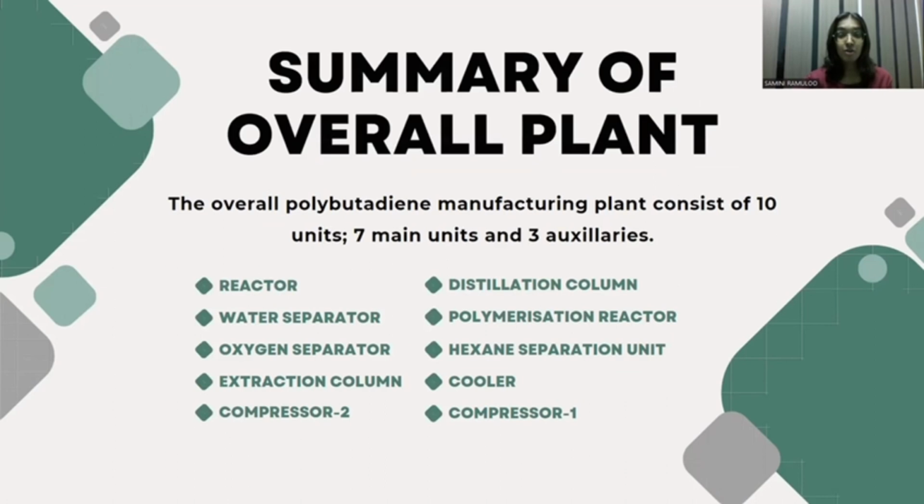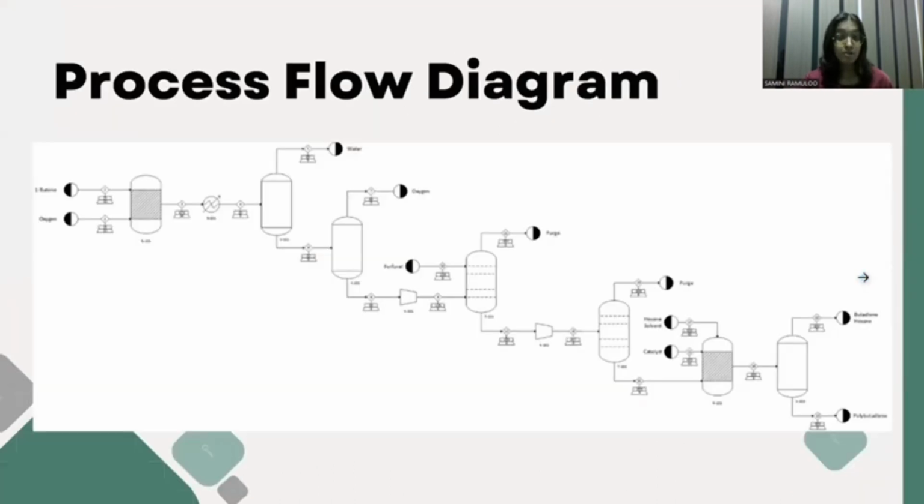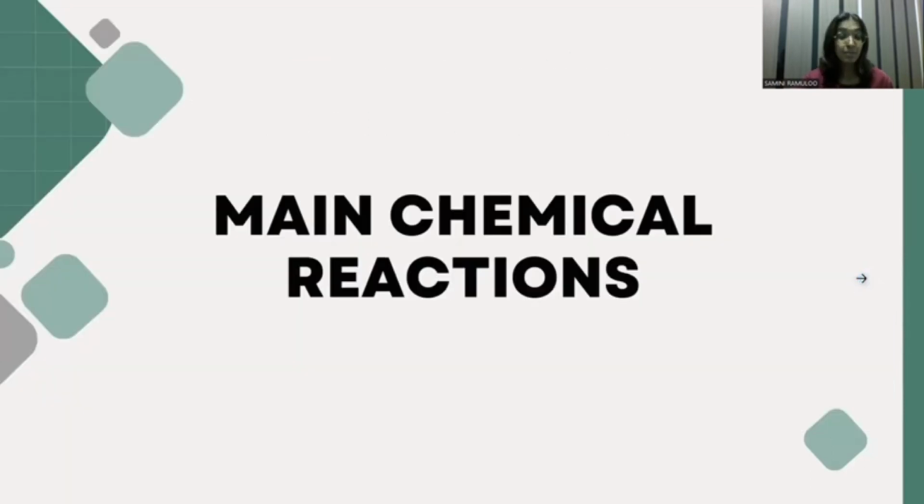So for the summary of the overall plant, this plant consists of 10 main units, which are 7 main units and also 3 auxiliaries. For the main units, we used reactor, water separator, oxygen separator, extraction column, distillation column, polymerization reactor, and also hexane separation unit. While for the auxiliaries, we used 2 compressors and 1 cooler. So this is the overall process flow diagram of our polybutadiene manufacturing plant. Now I'll proceed with the main chemical reactions with the respective units.